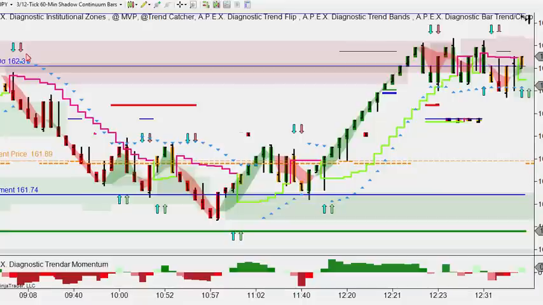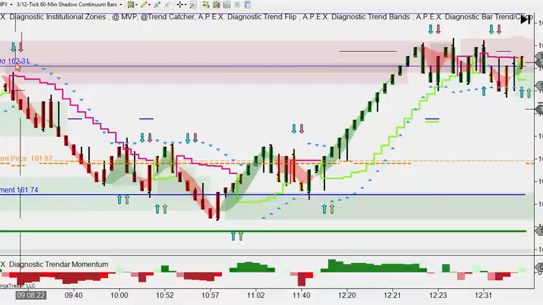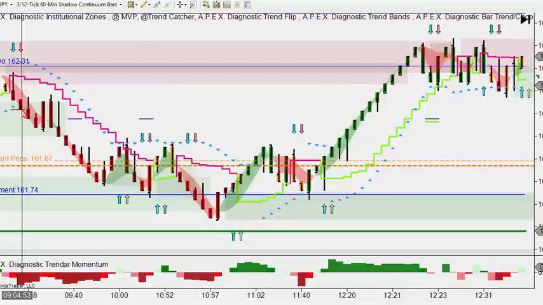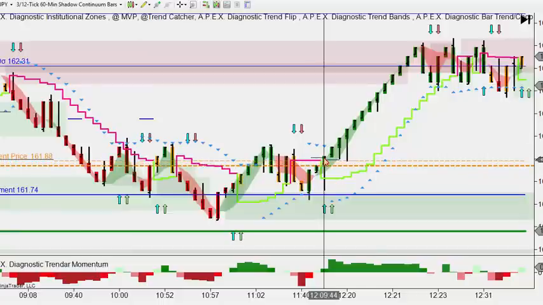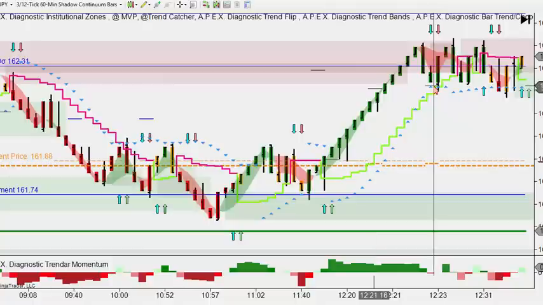Here's a pound yen this morning, 9 o'clock, boom. Took it right here, coming off. We entered at 162.12. We got kicked out right there at 161.99, so not a great one there. Here, 161.90, got out at one. So there's 10 there, 30 there.